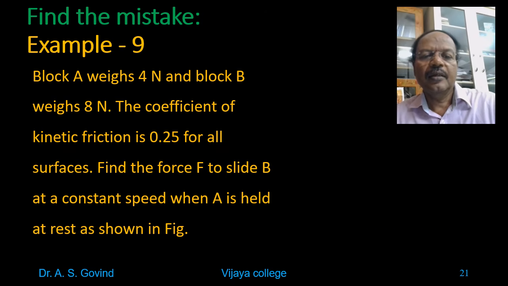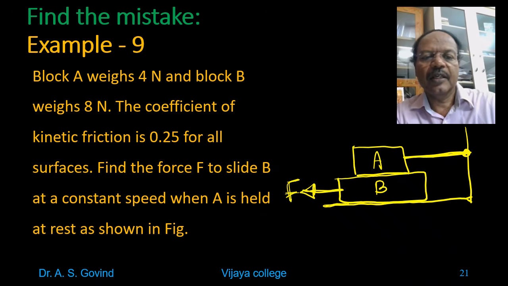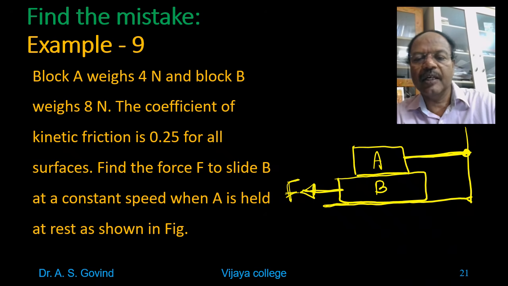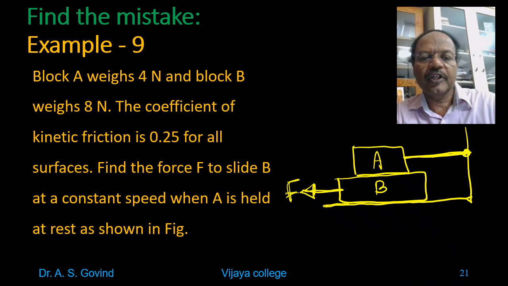Example 9. This is diagrammatically represented also. This A has 4 Newton weight. Notice that mg together is given as 4 Newton. B is 8 Newton. Kinetic friction for all the surfaces. That means between A and B and also between B and ground, both are 0.25 coefficient. And because of the force F, this B comes out. A doesn't move because it has that string attached to the wall. And the force is such that B goes with constant speed. What should be that force?